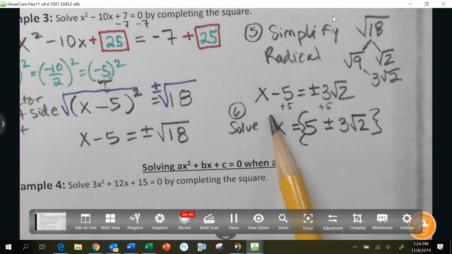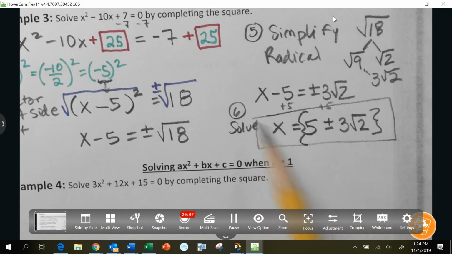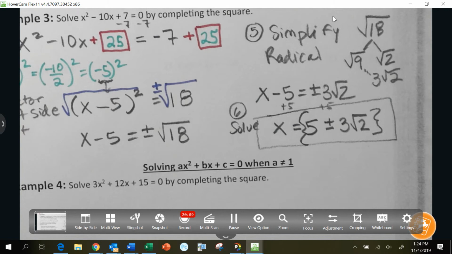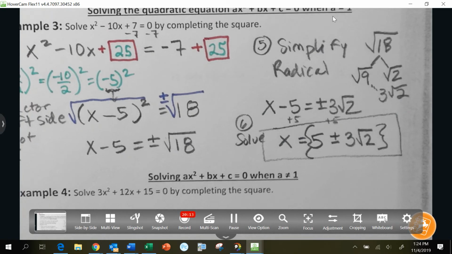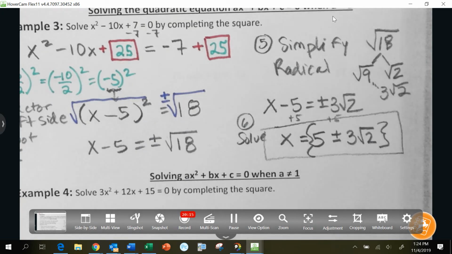Now, if this was a whole number instead of a radical, I would go further, like our first few examples we did. So why would Desmos not work for this? Because it doesn't work. Why? It's going to give you a horrible decimal, and I don't want the decimal. I want to know that you know how to simplify radicals.